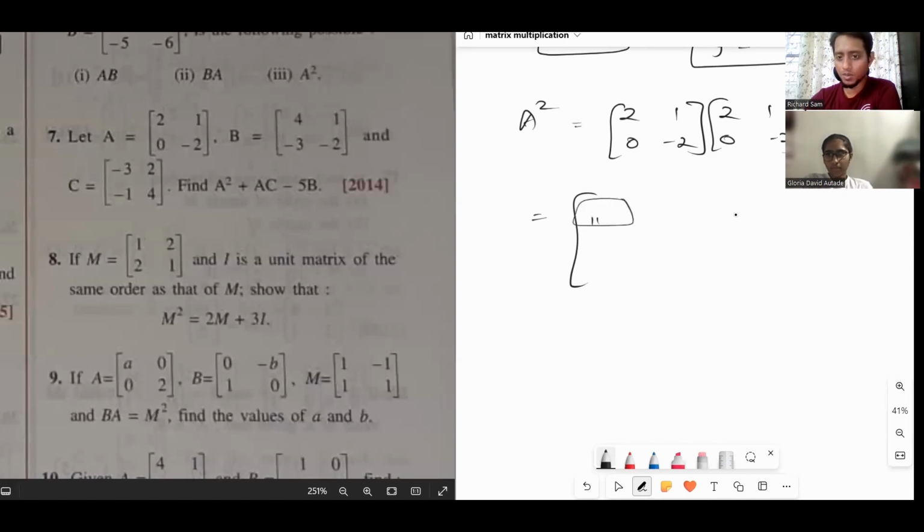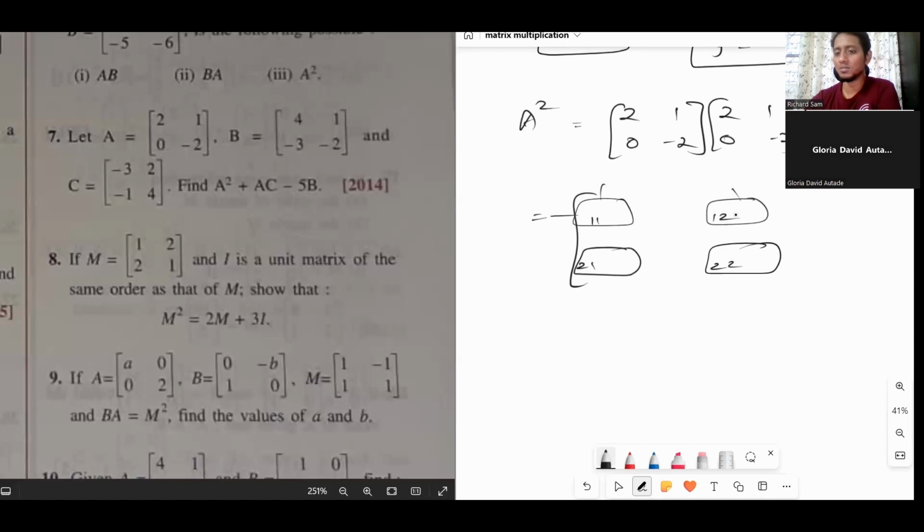The first position is called 1, 1. Next position is called 1, 2. This position is called 2, 1. This position is called 2, 2. Why these numbers? 1, 1 means what? First row, first column. 1, 2 means first row, second column. 2, 1 means second row, first column. And 2, 2 means second row, second column.